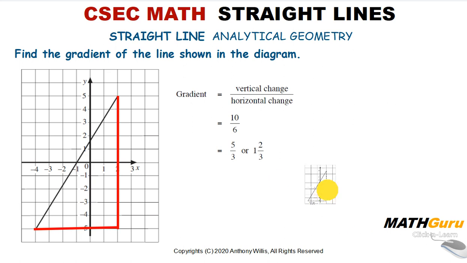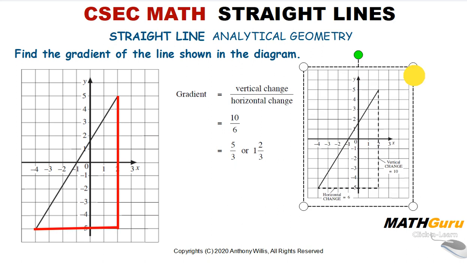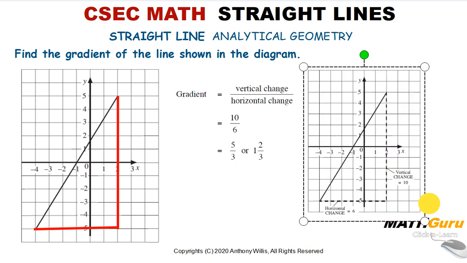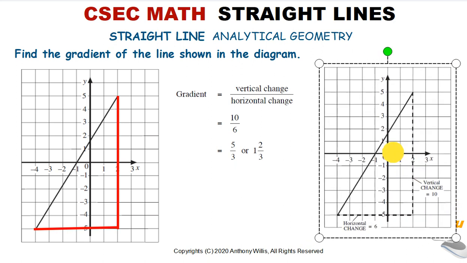Can be shown here. Horizontal change, vertical change, 1 2/3. So that's an example of calculating the gradient of a line. In the next video, we look at another example, or let's look at another example.